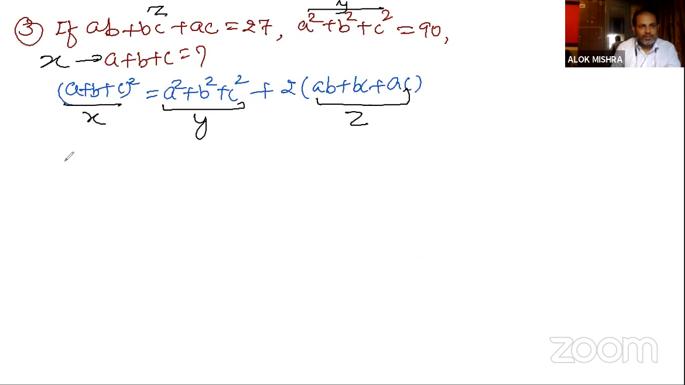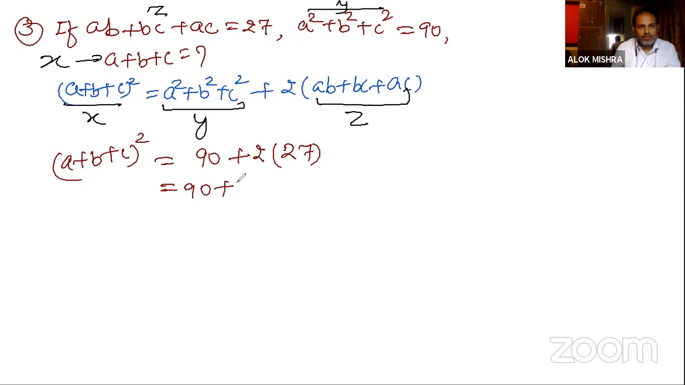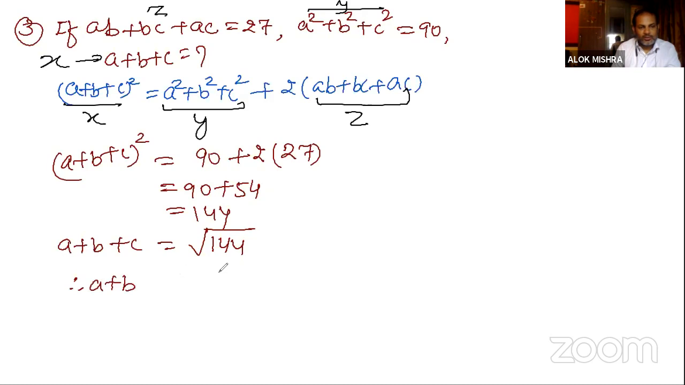So A plus B plus C, the whole square, is equal to A square plus B square plus C square, that is 90, plus 2 times 27, equal to 90 plus 54, is equal to 144. So what is A plus B plus C? That is equal to square root of 144. Therefore, A plus B plus C is equal to 12.